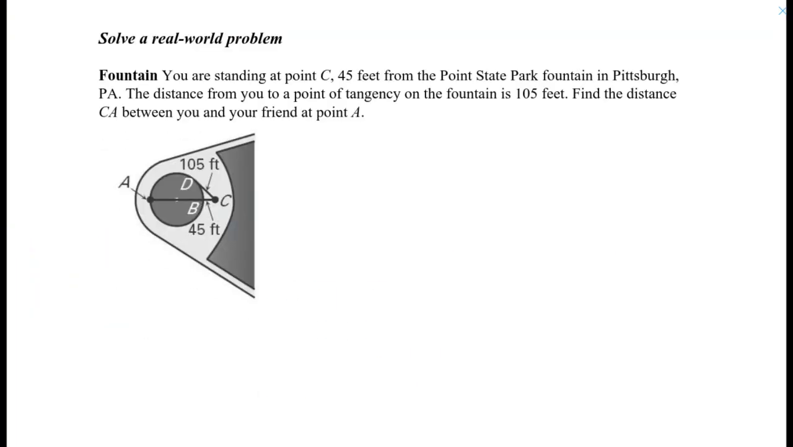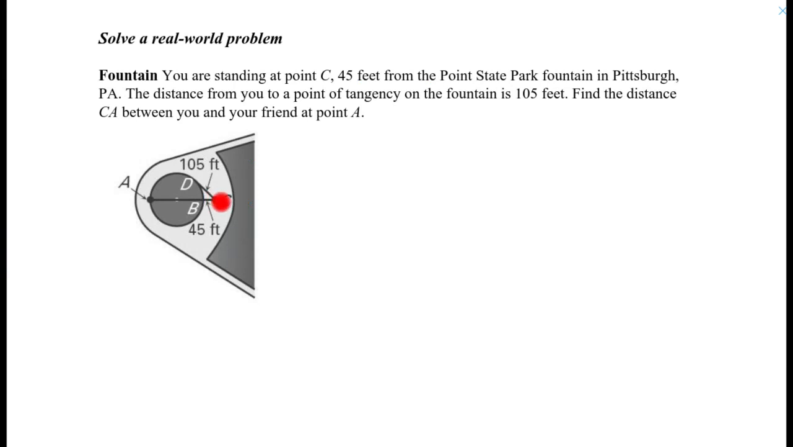On to the last page and our last example. So you are standing at a point C, which is 45 feet from the Point State Park fountain in Pittsburgh, Pennsylvania. The distance from you to a point of tangency on the fountain is 105 feet. We want to find the distance CA, which is between you and your friend who's at point A.